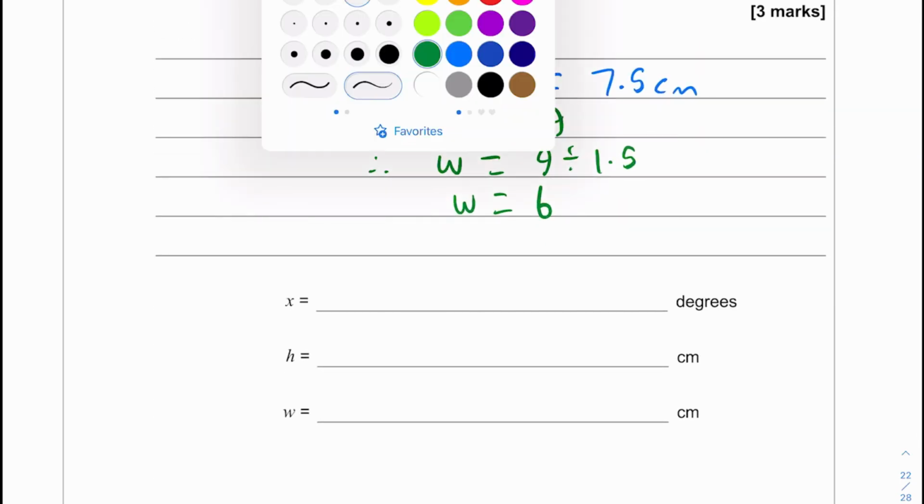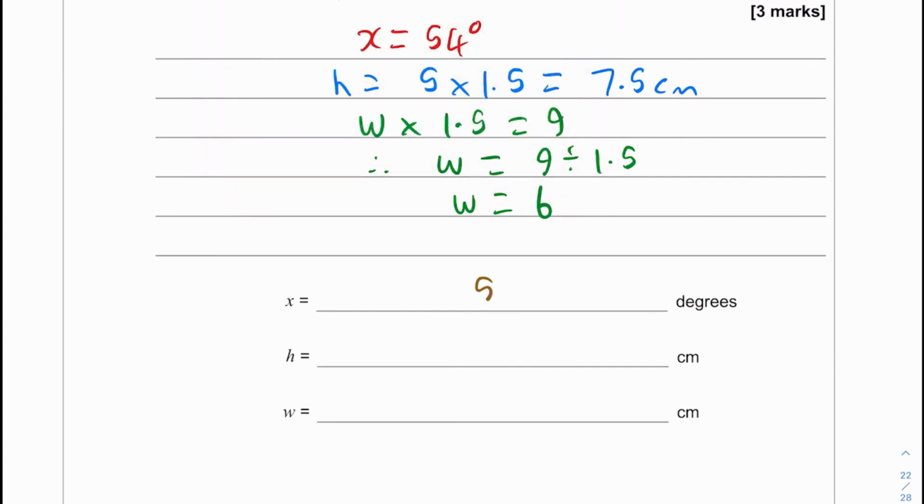So we've got, use a neutral colour, we've got 54 degrees, we've then got, for H we've got 7.5 centimetres, and for W we've got 6 centimetres.